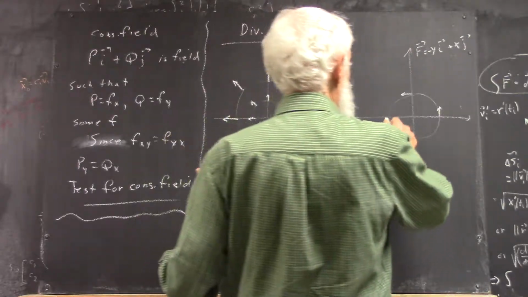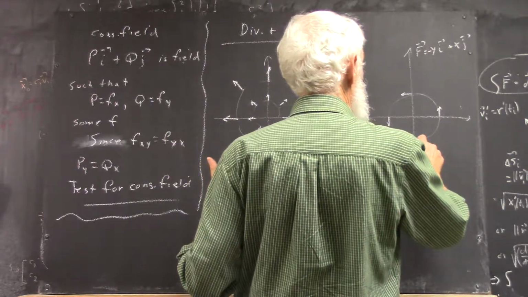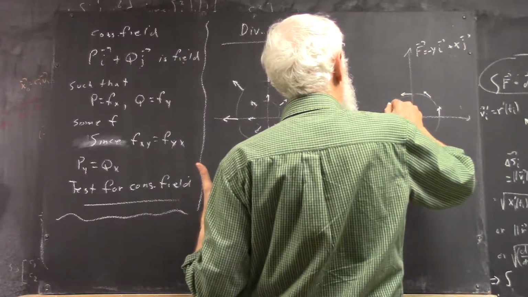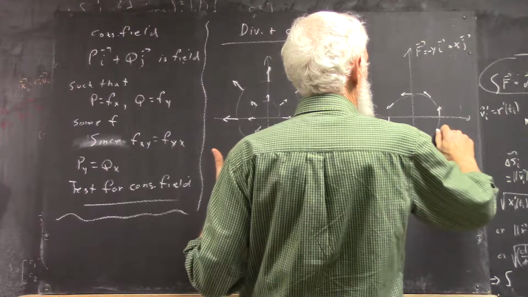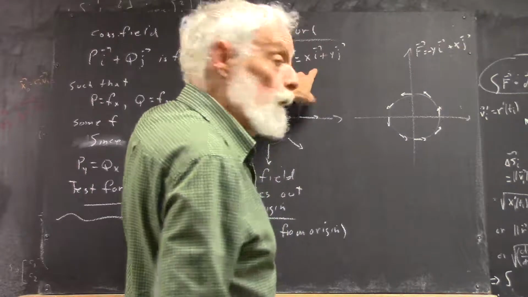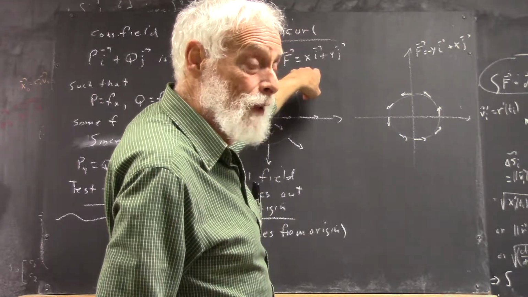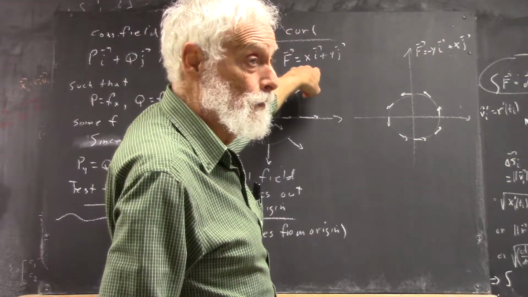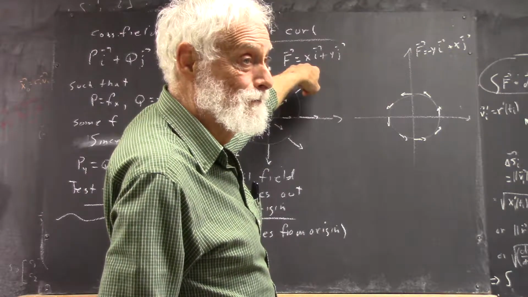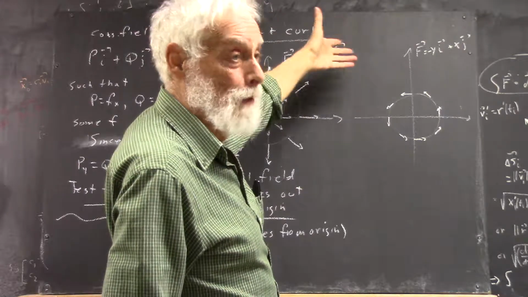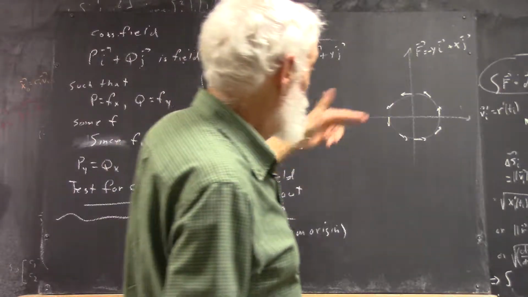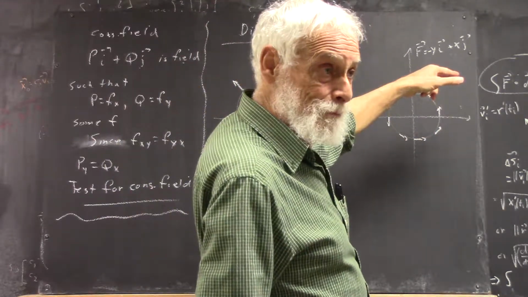Now you need to sit down and work this out yourself. But at every point, this field is perpendicular to this one, right? Should be. Well, what's the dot product? 0. Yeah, negative xy plus xy, right? So it is perpendicular. Okay, and this one is tangential. Okay?